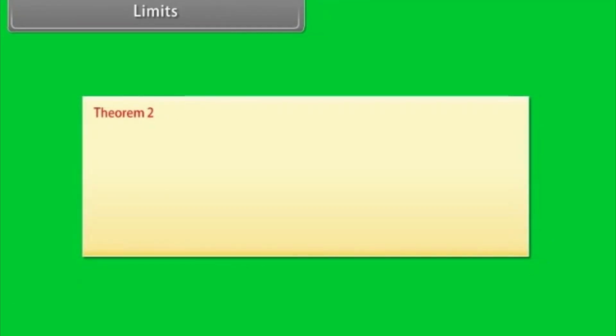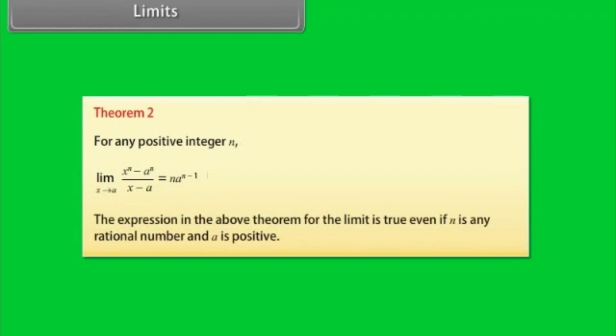Theorem 2. For any positive integer n, limit x tends to a of (x^n − a^n) by (x − a) is equal to n · a^(n−1). The expression in the above theorem for the limit is true even if n is any rational number and a is positive. Limits of trigonometric functions.